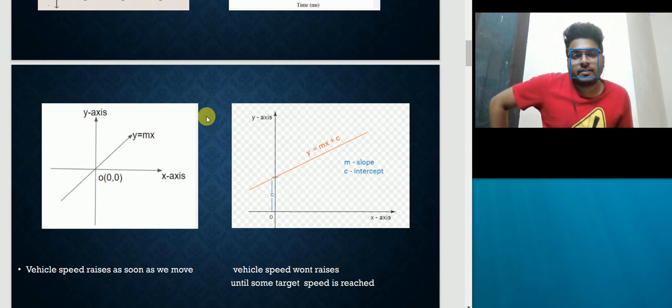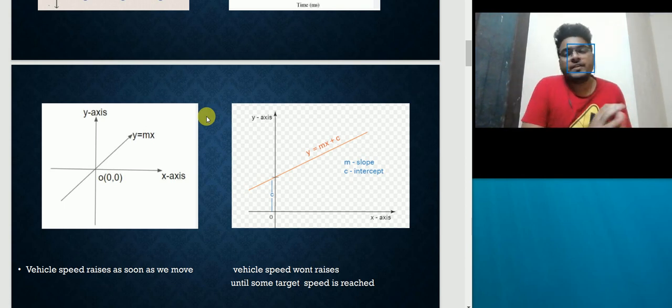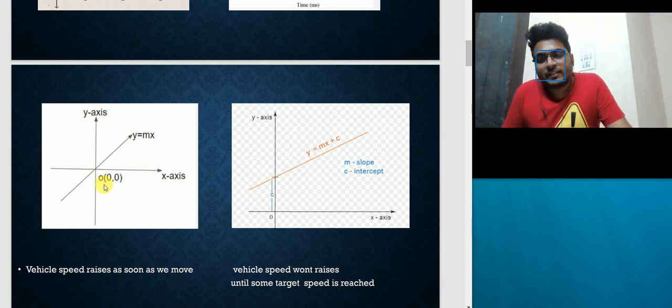Let us understand this by taking a vehicle. Now, if this vehicle is passing through some city, and you look at this x-axis and this y-axis, let's consider the x-axis as the time at which this vehicle is moving, and the y-axis as the speed of this vehicle. As soon as the vehicle starts moving, the speed rises. Here there is no speed restriction, so the vehicle speed rises as soon as we move. There is a linear relationship: the farther we go, the more the speed is going to increase.